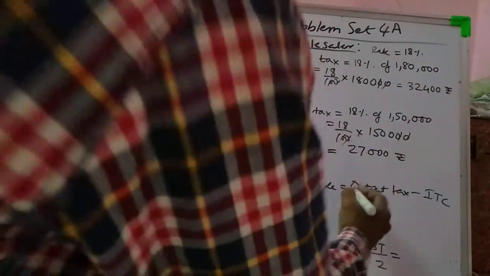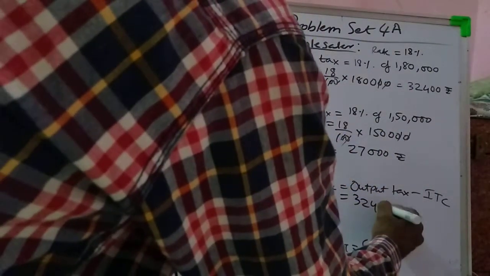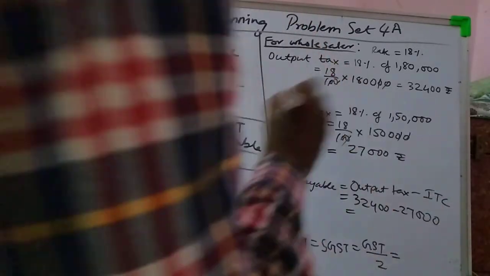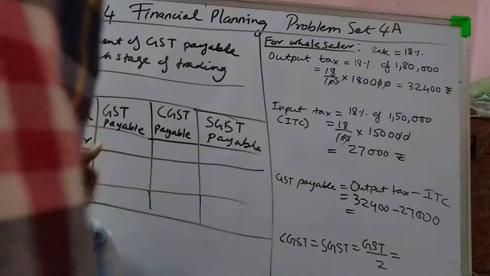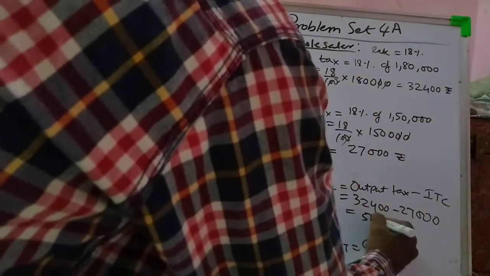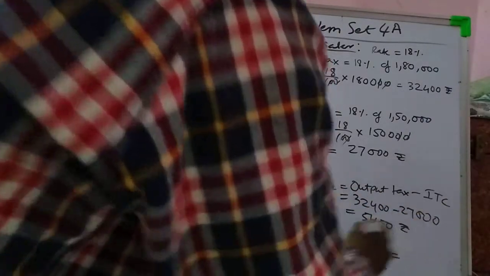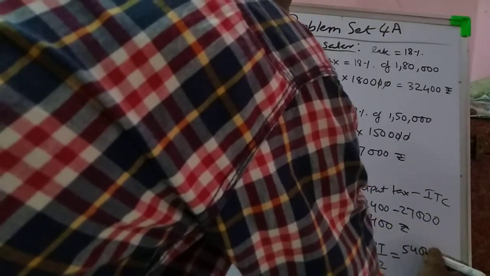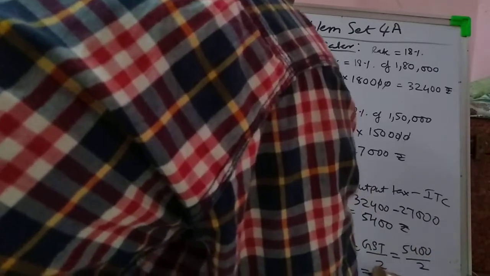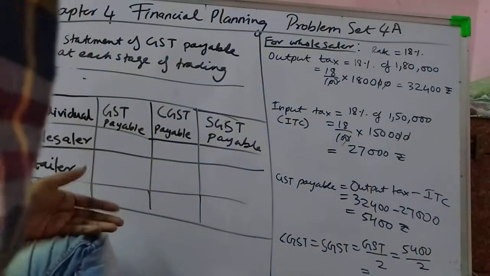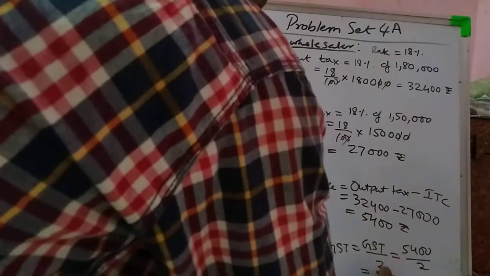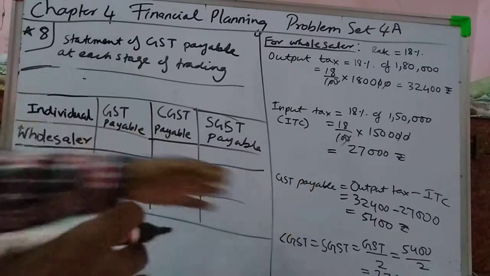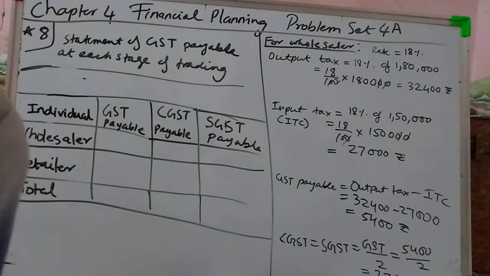Now GST payable is this minus this, so that will become 32,400 minus 27,000. Subtract, and you will get 5,400 rupees, and this is split in half. So that will become 5,400 divided by 2. Cut it, and you will get the answer, 2,700 rupees. Now you have to put it here.